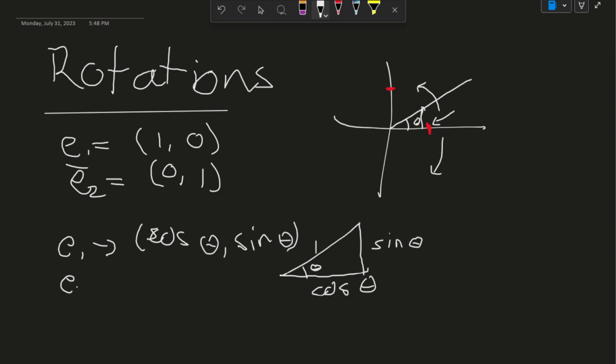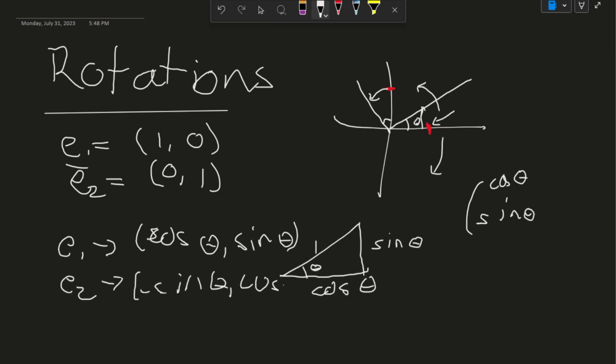And E2 is going to be sent to a very similar thing. It goes like this, rotated by an angle of theta itself. I'm just going to write out the matrix because it helps me remember. The first column is (cos theta, sin theta), and E2 gets sent to (negative sine theta, cosine theta).